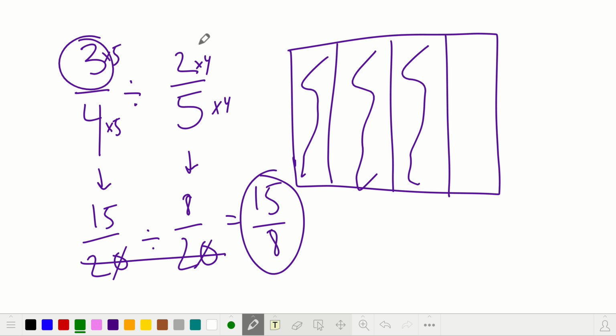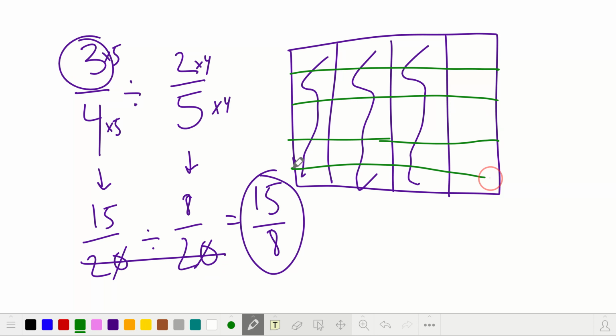Next, I'm going to model the 2/5. So I need to make 5 pieces. So I'm going to draw 1 less than that, so 4 lines. So 1, 2, 3, and 4. Now, this says 2/5, so I'm going to circle 2 out of the 5 groups. So I'm going to go ahead and circle the top 2 groups.